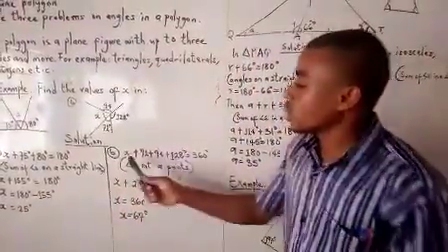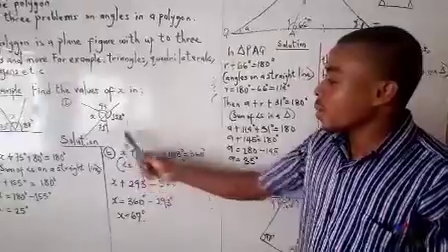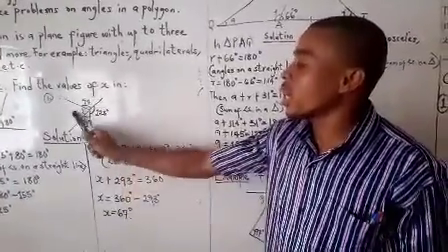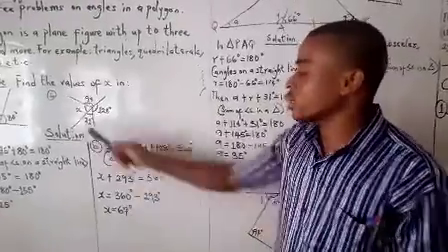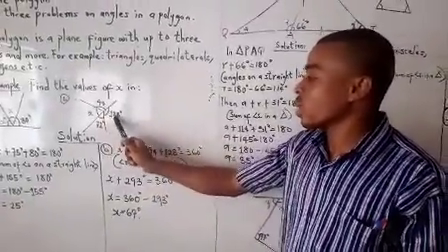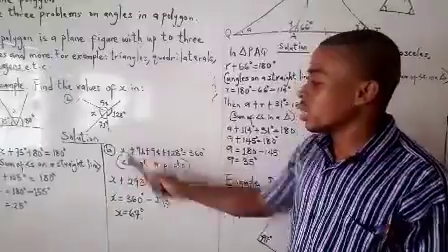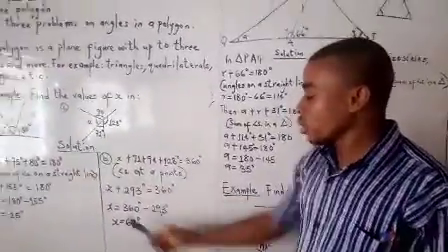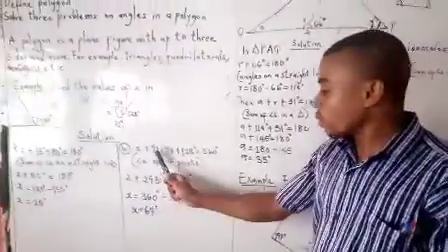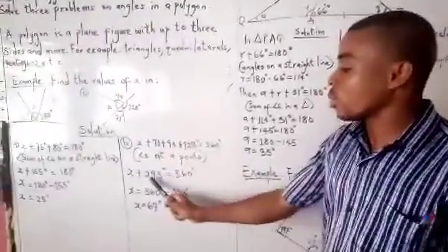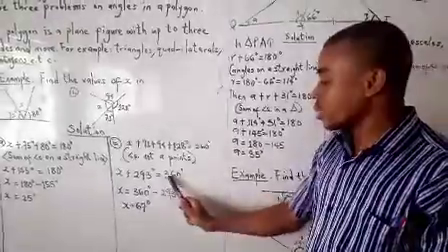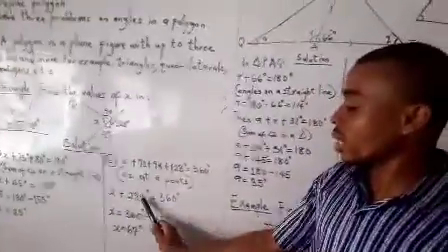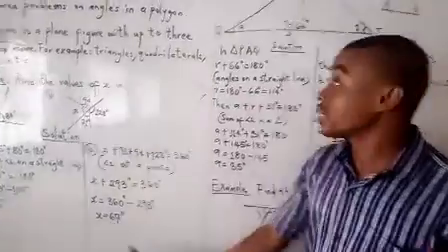So x gives us 25 degrees. Now the second problem: we can see four angles all meeting at a point, and the sum of the angles at a point equals 360 degrees. So x plus 94 plus 108 plus 71 gives 360 degrees. Reason: they are angles at a point. So x plus the sum of these gives 293. You equate it to 360. So x will be 360 minus 293, to get us 67 degrees.